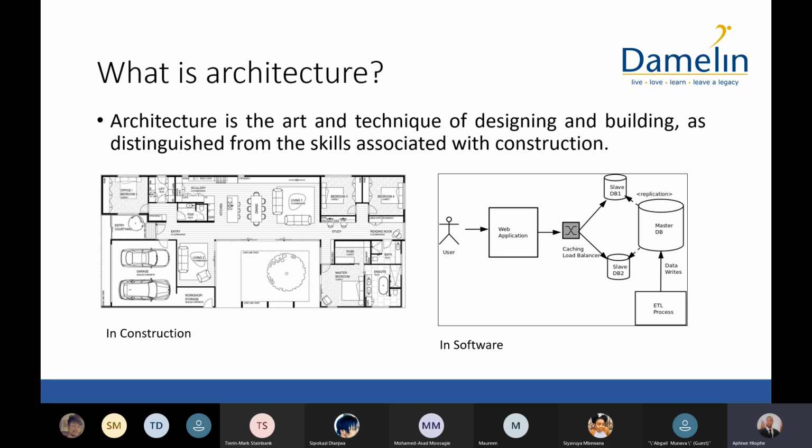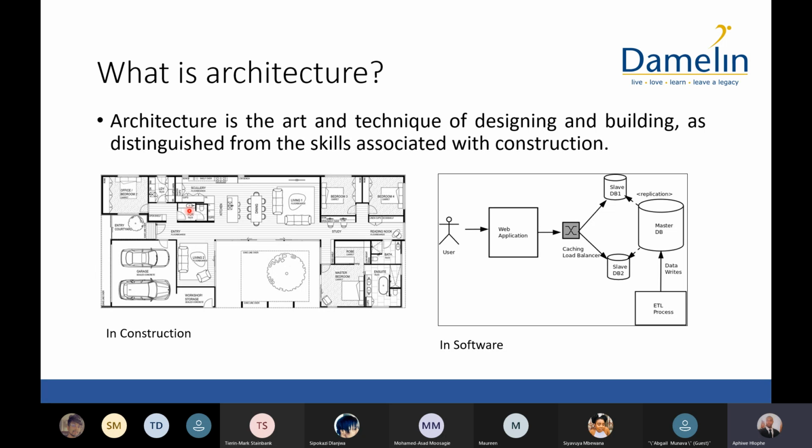So when you talk about architecture, what is architecture? It's a very generic term, and you find architecture in multiple fields, not just in software. So it's not just specific to software engineering. In construction, if you're building someone a house, the first point you're going to start at is drawing up the architecture of the house.